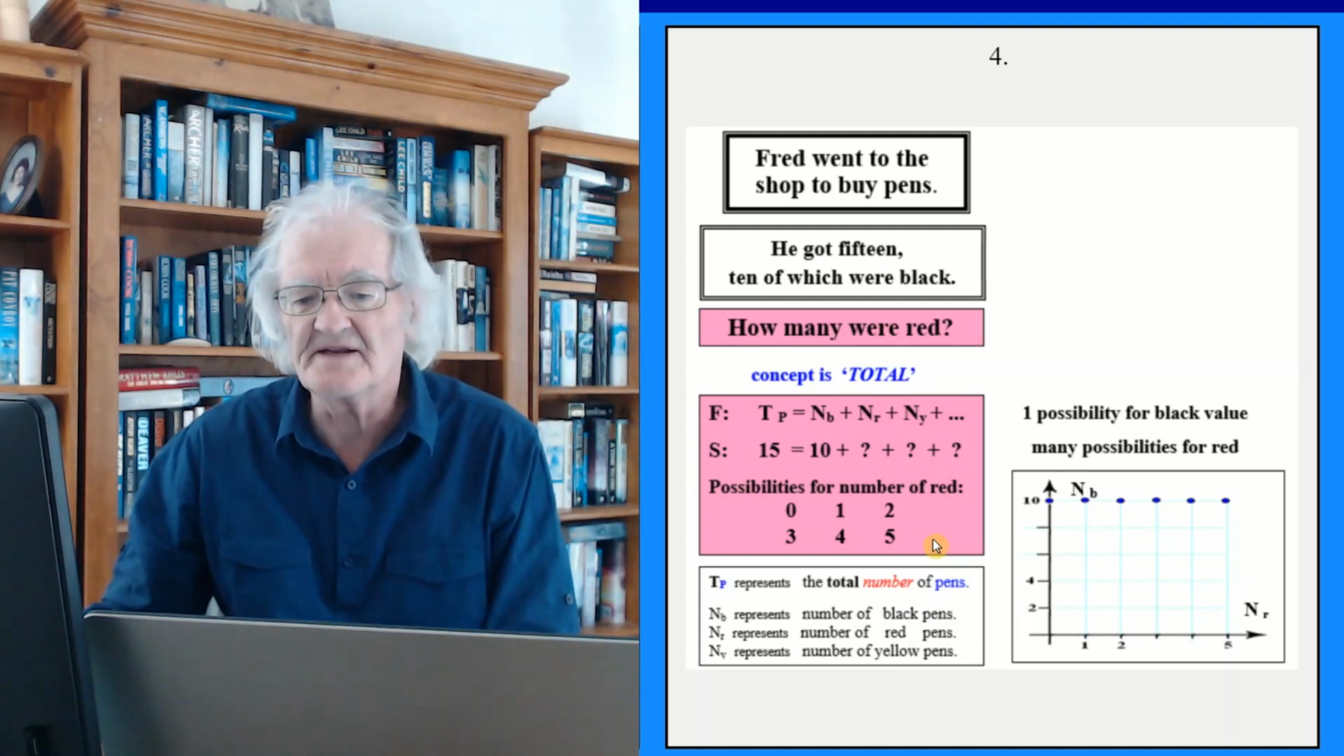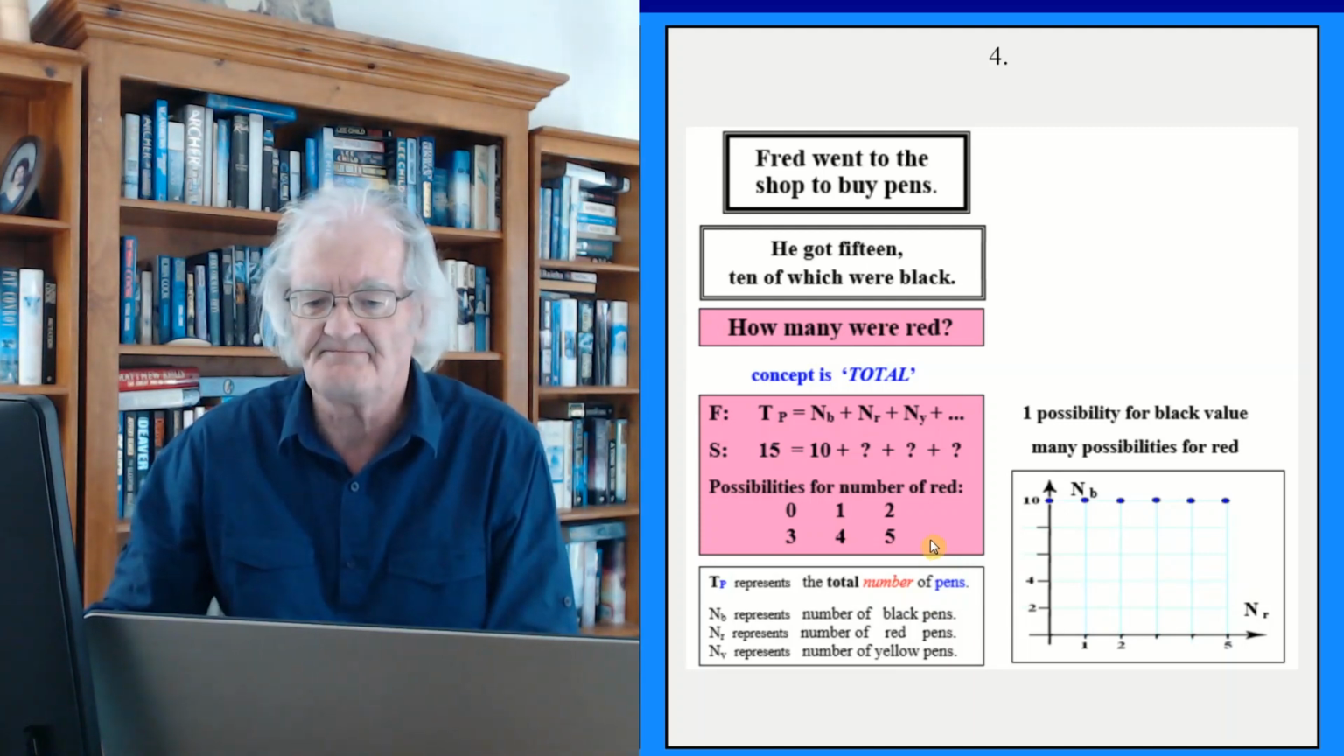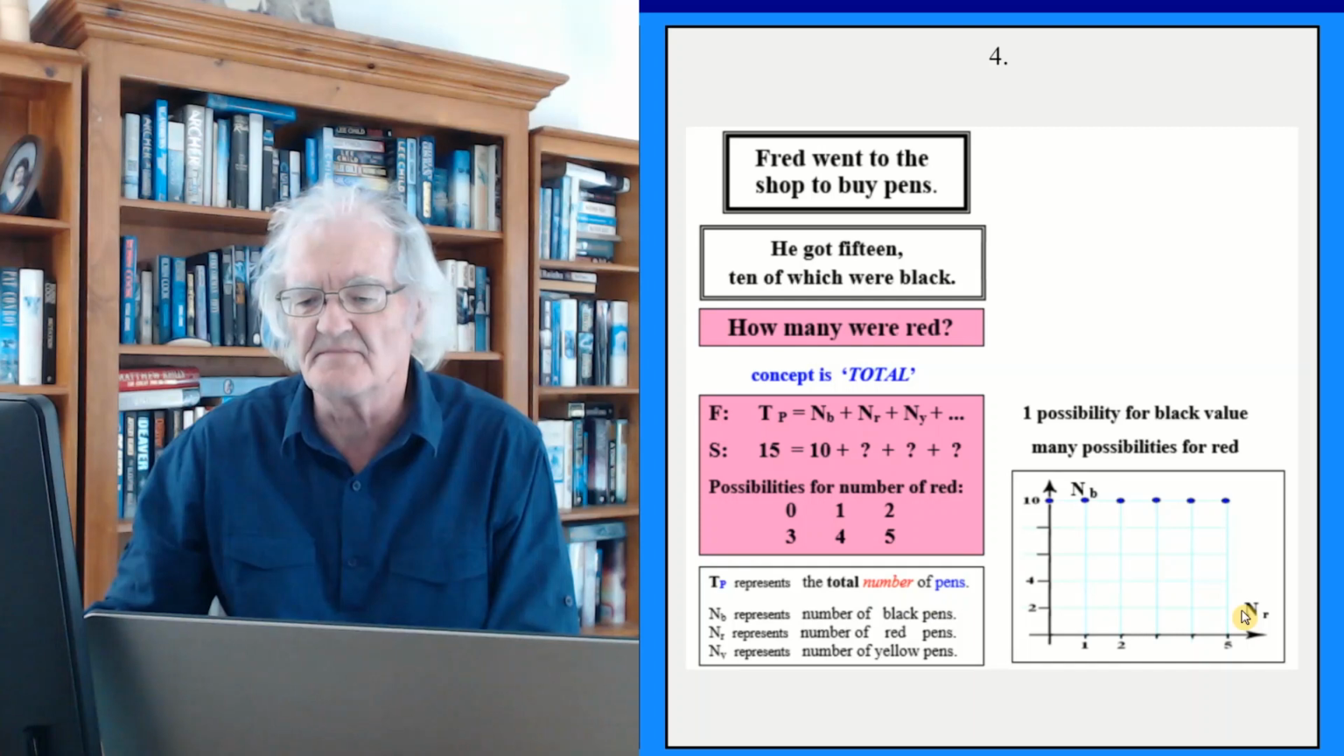We can illustrate what's happening with a graph. Here I've put the number of black pens as the vertical axis, the number of red pens as the horizontal axis. Now, having 10 black is consistent with 0 red, 1 red, 2 red, etc. But we don't need the graph to go beyond 5 red because 6 isn't feasible.